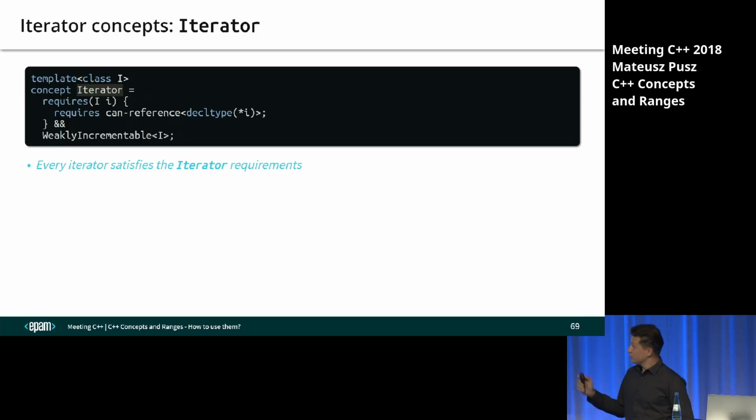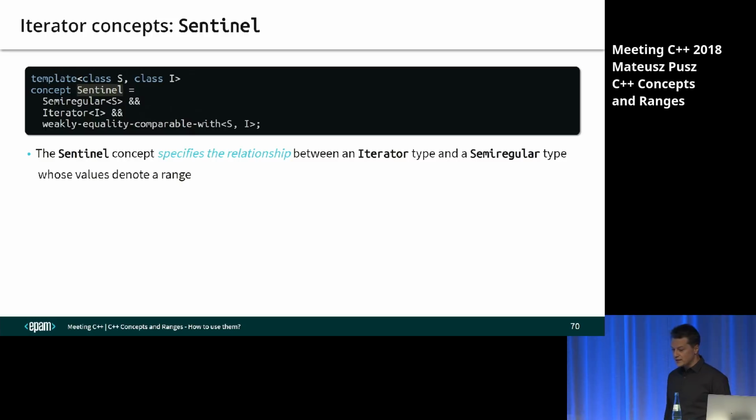So iterator, finally, we have a concept for iterator. It requires that iterator can be dereferenced, and it's weakly incrementable. So every iterator satisfies this concept. Sentinel is, as you can see, provided for two types. So something is a Sentinel, which for iterator provided for the Sentinel, you are able to compare this Sentinel and iterator type.